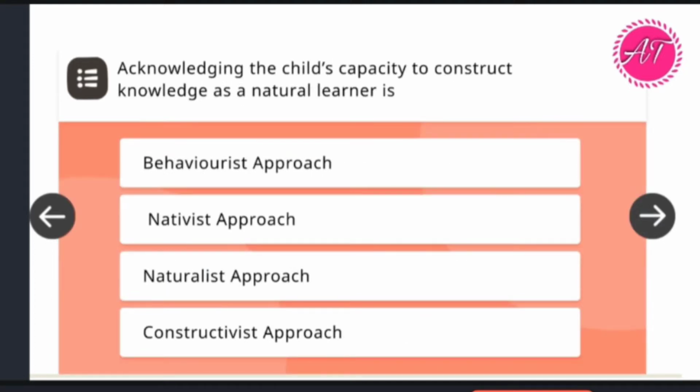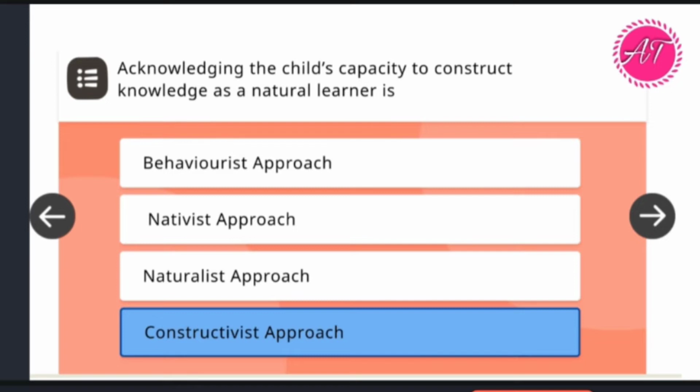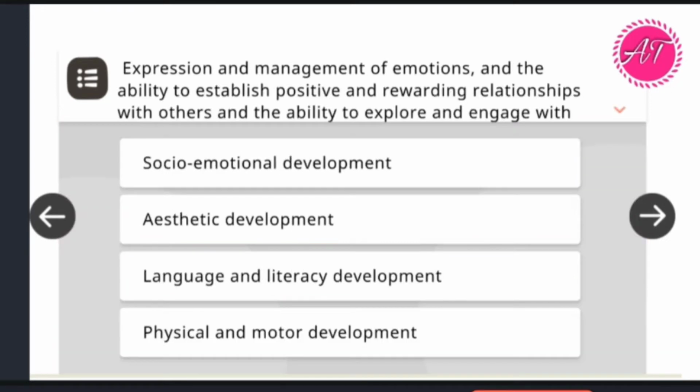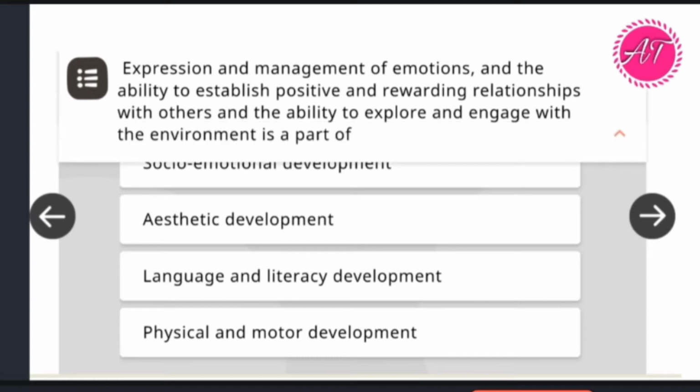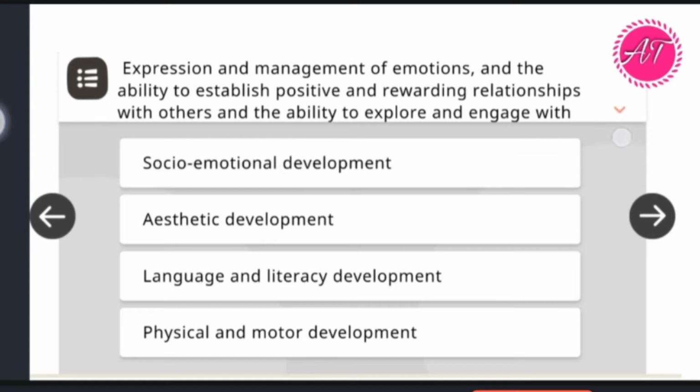Acknowledging the child's capacity to construct knowledge as a natural learner is. So the answer will be constructivist approach. Next. Expression and management of emotions and the ability to establish positive and rewarding relationship with others and the ability to explore and engage with the environment is a part of. So the answer we have here is socio-emotional development. That is option number 1 shown on the screen.